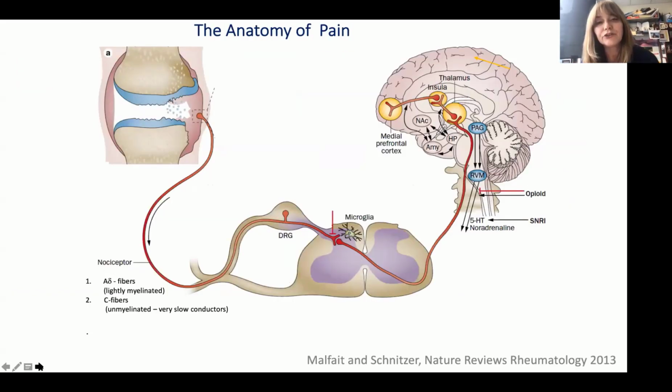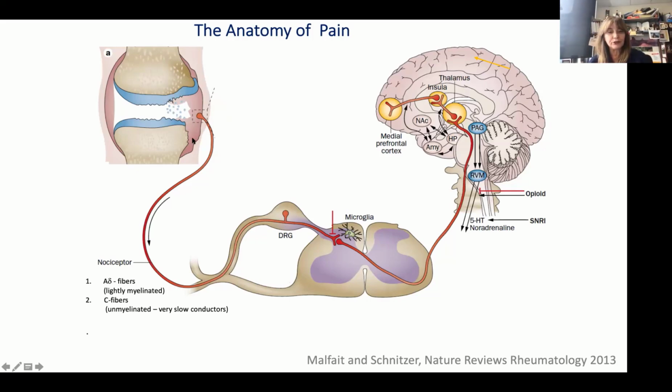So first, let's talk a little bit about the basic anatomy of pain and joint pain. Painful signals are detected by specialized pain-sensing neurons called nociceptors, and these innervate peripheral tissues, in this case, the joint. The cell bodies of these nociceptors are located in the dorsal root ganglia. These cells are unique, what's called pseudo-unipolar cells. So they have a cell body with a stalk that splits in two.